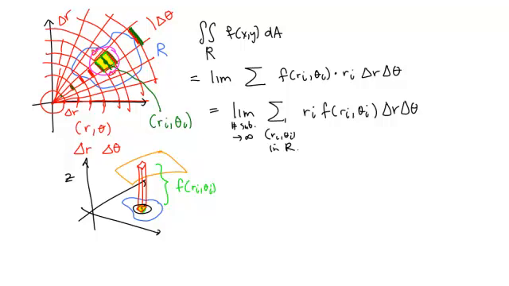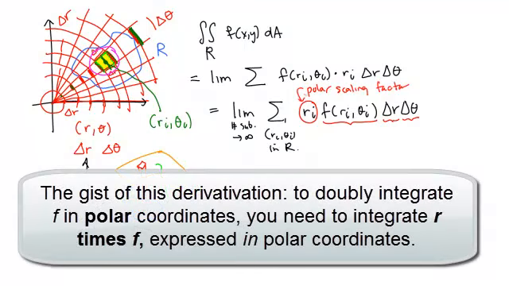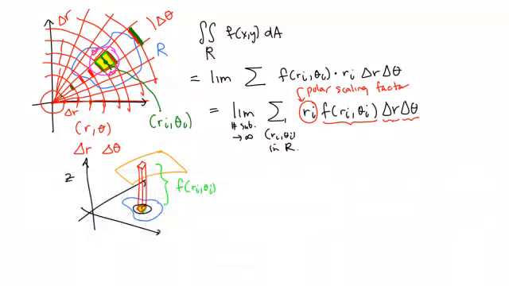The key fact about this is that you don't just take the function and multiply by delta R delta theta, but you get an additional R right here. You get what's sometimes called the polar scaling factor. So how do we take this double integral idea and apply it practically? Well, we need a Fubini's theorem for polar coordinates. And the good news is we've got one.